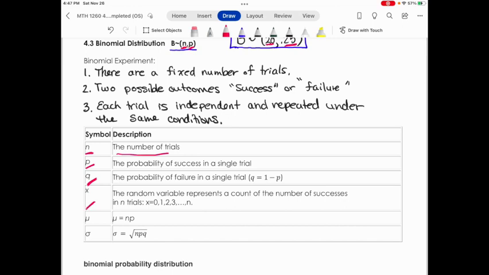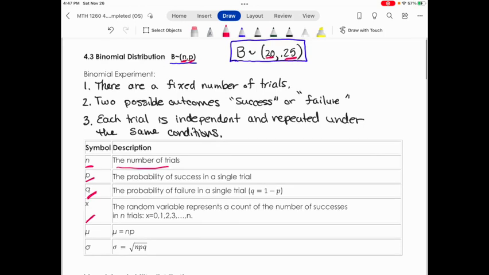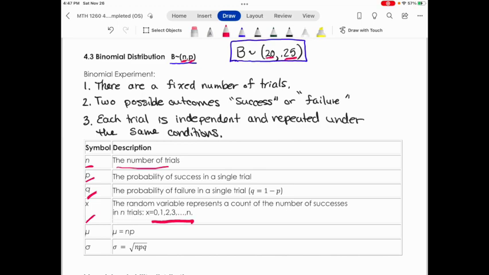X is the variable that tells me how many successes I have. So X can be anywhere between 0 and n. So for example, if I stick with the example where I have 20 trials, I can't have more than 20 successes because I'm only running 20 trials. So my number of successes could be 0, it could be 1, it could be 2, I could have 3 successes or 4 successes, all the way up to 20. So your X is only going to be values from 0 to n.